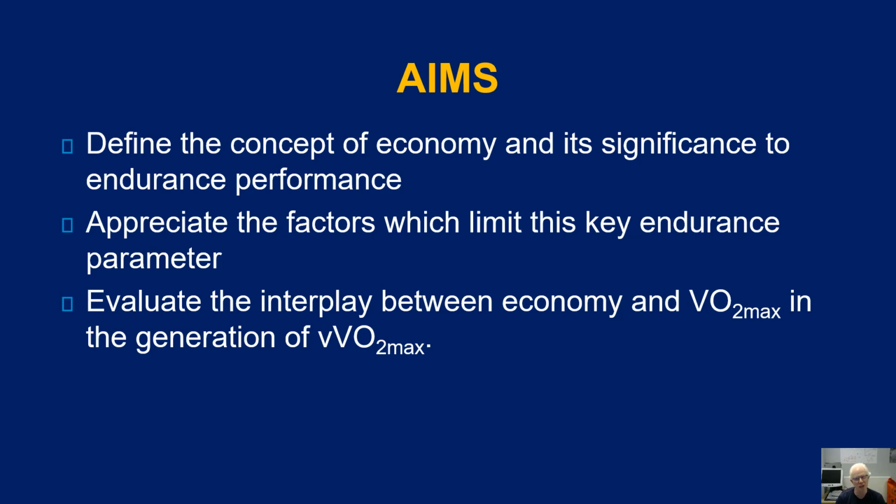Then we're going to appreciate the factors which limit this as an endurance parameter, and that's quite important, and that gets into issues related to the way in which we test this as a parameter, through to the factors which fundamentally determine somebody's economic status. And then the final part is we're going to connect this economy to VO2 max and understand the generation of what is called VVO2 max, or the velocity at VO2 max, and why that has actually started to have a role to play as a performance indicator, whereas economy and VO2 max are perhaps more physiological indicators.